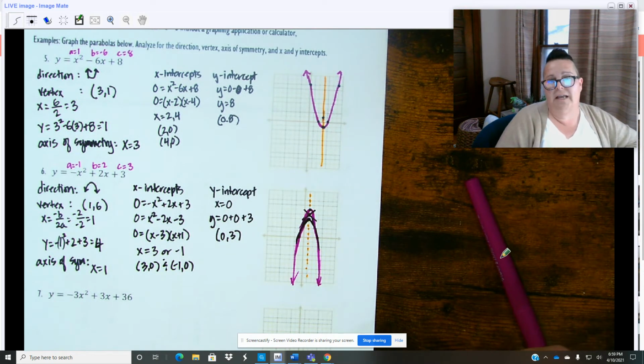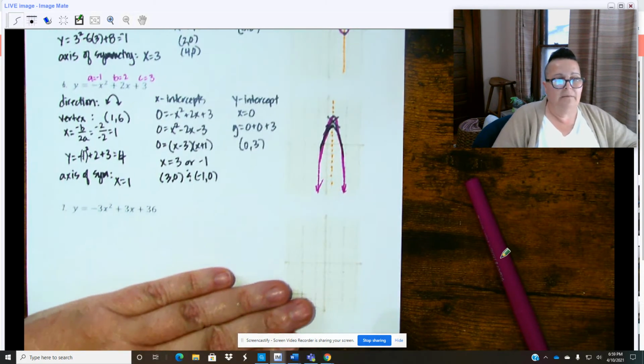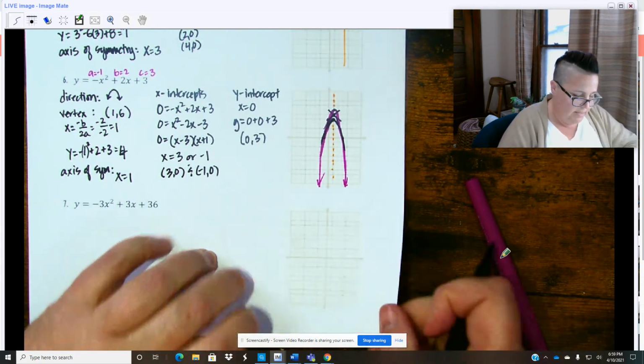But that wrong vertex still opens down, and still has the same axis of symmetry. But plotting the wrong point really gave it the wrong look, right? Absolutely. Okay. What about number 7? I think this is the last.